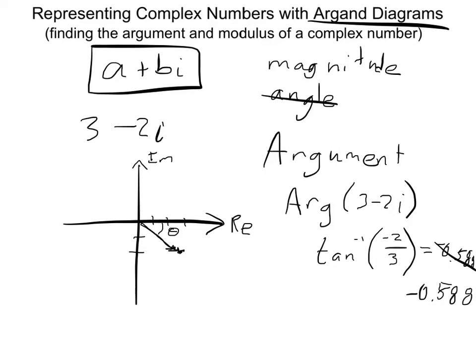And so we keep in mind when you do arctangent, you're always fighting with principal values. So when you get this thing, you may have to add pi to it. In our case, this angle seems to be down, so it seems like that's going to work fine for us. And so that's our argument. We've got negative 0.588.